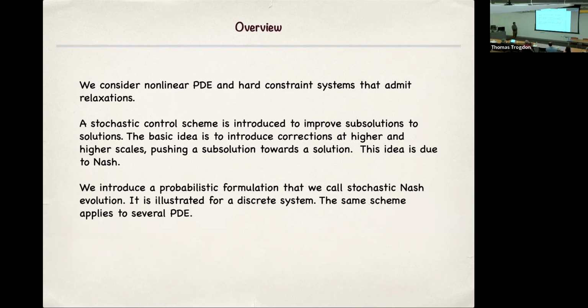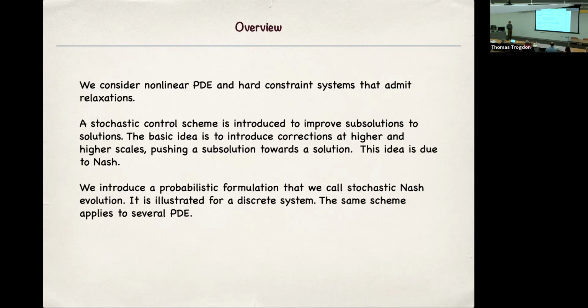So the ideas in the talk actually go back to work done by Nash in the 1950s. And the strange feature of this talk is that I'm going to try to discover the physics of Nash's method by actually following his proof and in some sense fighting against his proof. So that's why the name Stochastic Nash evolution.